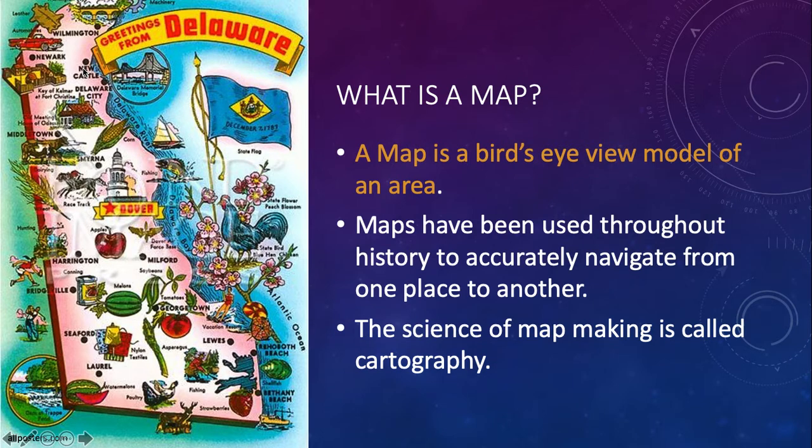What is a map? A map is a bird's eye view model of an area. Maps have been used throughout history to accurately navigate from one place to another. The science of map making is called cartography.